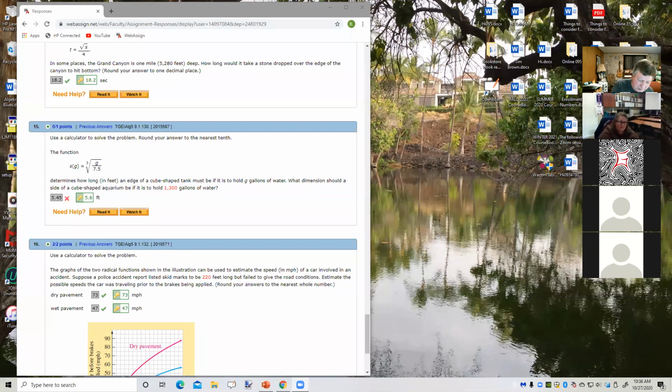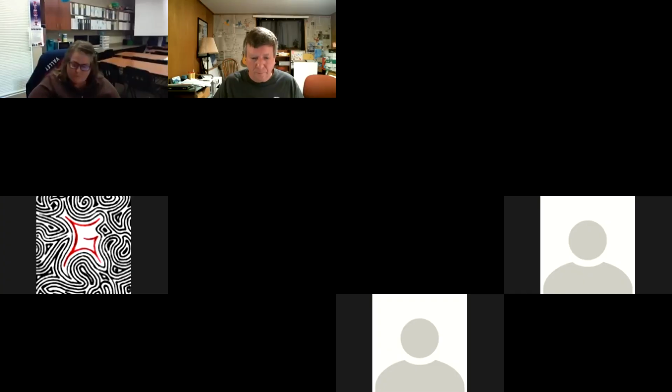All right, so let me write that information down on my other board. S of 1,300 is going to be equal to the cube root of 1,300 divided by 7.5. Okay, and so I need to put that into the calculator.